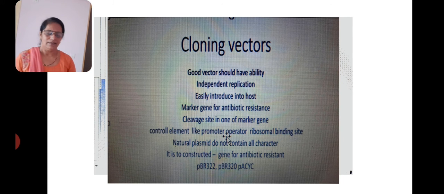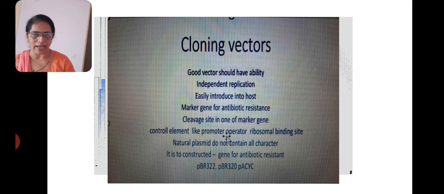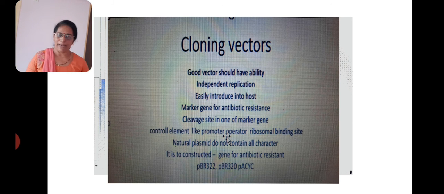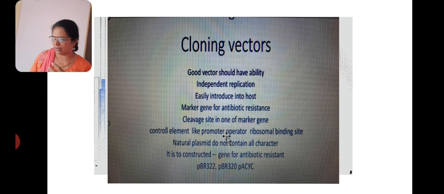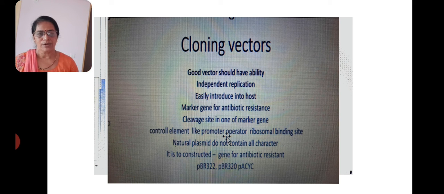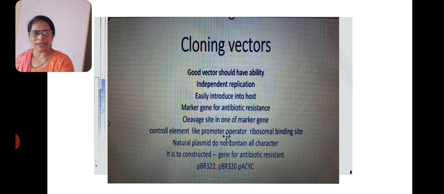Then the another tool is the cloning vector. The DNA which has the capacity to carry the foreign gene is called the vector. There are different vectors: the plasmid, cosmid, bacteriophage, YAC. With the help of these, the foreign gene is carried from one organism to another host. Suppose a gene from human is isolated and carried into the bacterial host. Then the vector is necessary.